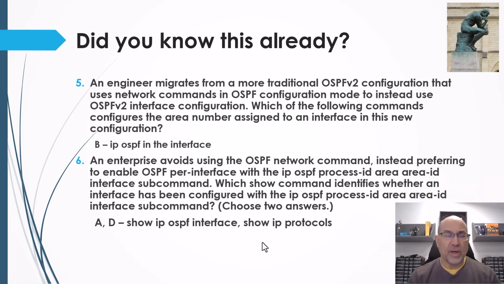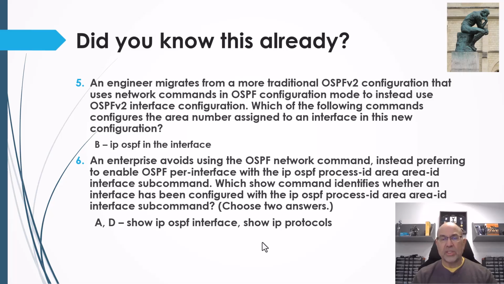Question number 5: an engineer migrates from the traditional configuration that uses the network command. That was the first way that we did this. Instead, to use the OSPF interface commands, which of the following commands configures the area assigned to an interface? Well, we just saw that when you go into an interface, you do ip ospf, then the process, and then the area. The nice thing is you don't have to worry about the network ID in that case.